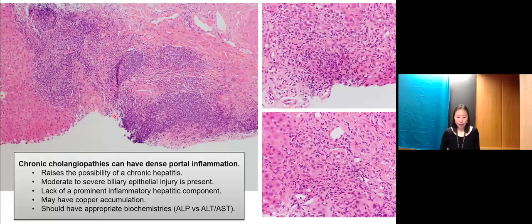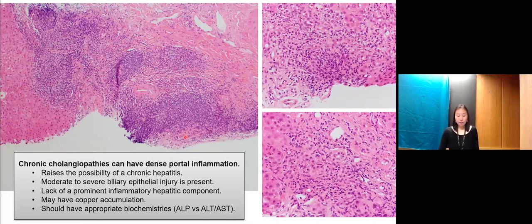And when in fact we take a closer look here, we actually see that there is evidence of some biliary epithelial injury in the background of this mononuclear inflammatory infiltrate, all kind of suggesting perhaps that this inflammatory infiltrate is a little bit more interested in injuring bile ducts than it is in the hepatitic component.